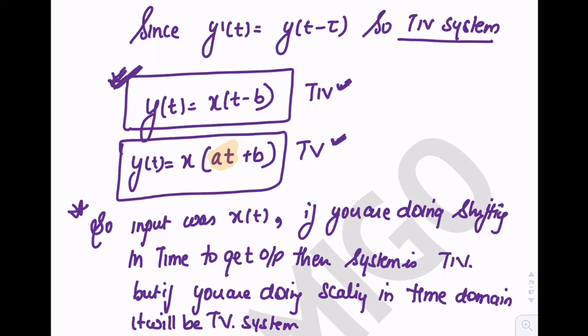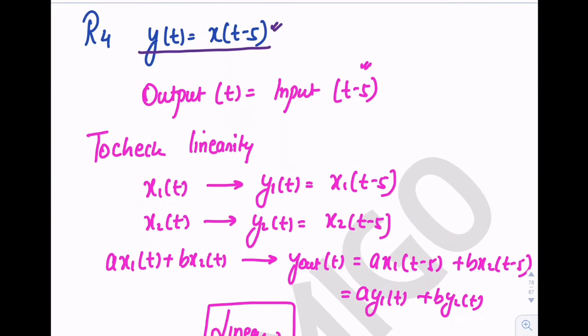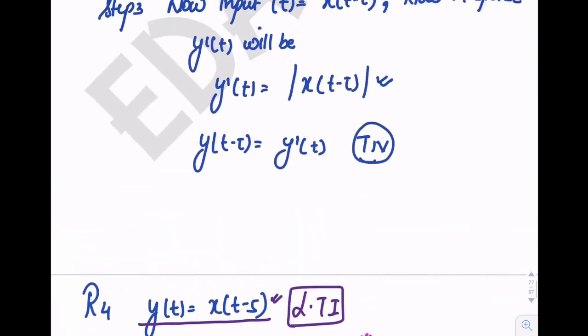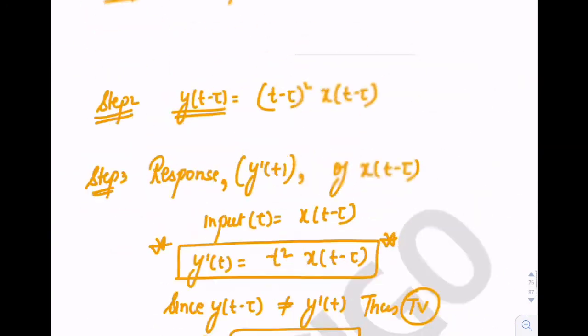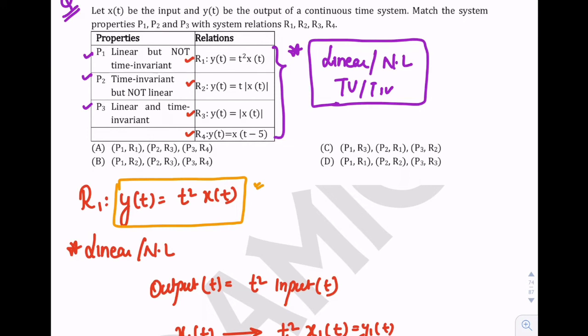So this is time invariant. We have proved this. Now you have the homework to prove that this is time variant. Okay, y(t) equals x(at plus b) is time variant. So now this system is linear and time invariant. Now let me write the results.